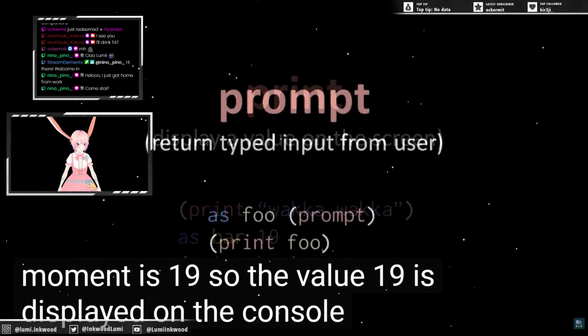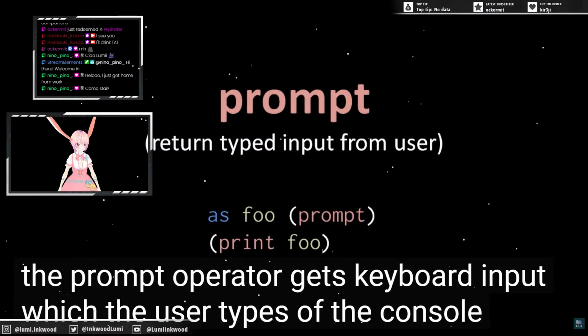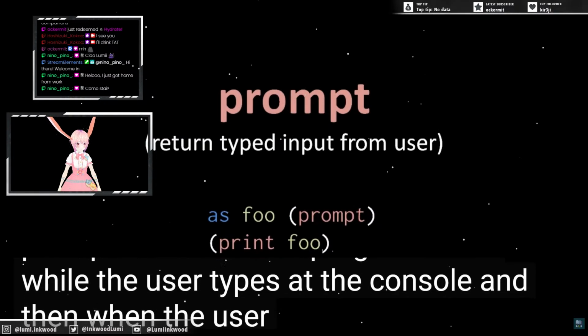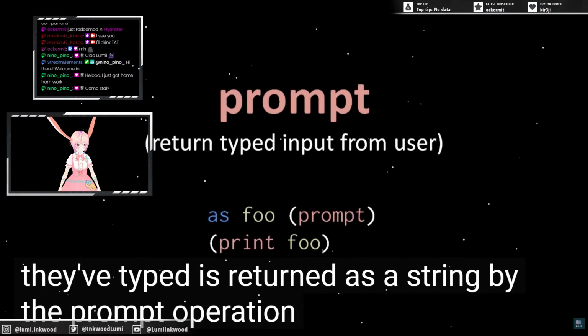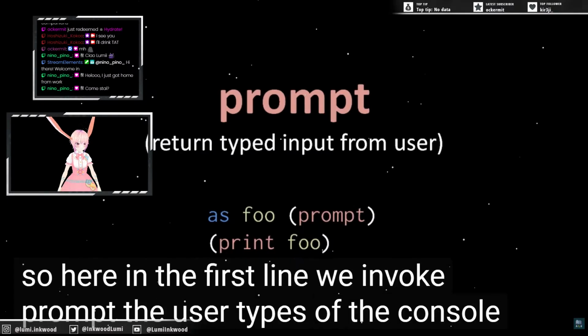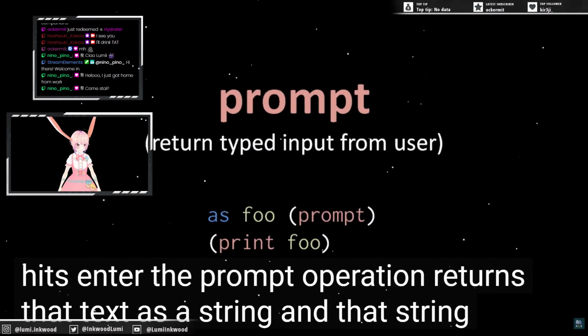console. The prompt operator gets keyboard input which the user types at the console. When prompt is invoked, the program waits while the user types at the console, and then when the user hits enter, everything they've typed is returned as a string by the prompt operation. So here in the first line, we invoke prompt, the user types at the console, hits enter, the prompt operation returns that text as a string, and that string is assigned to the variable foo.